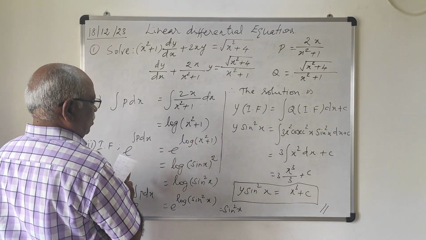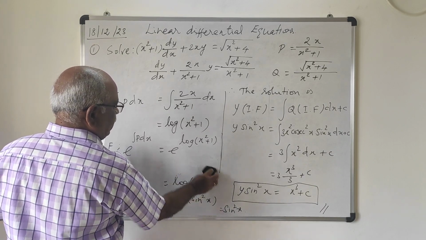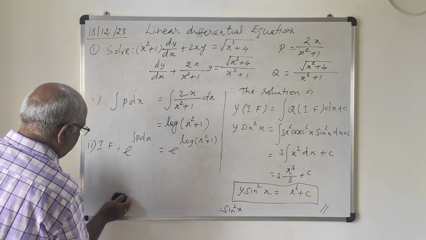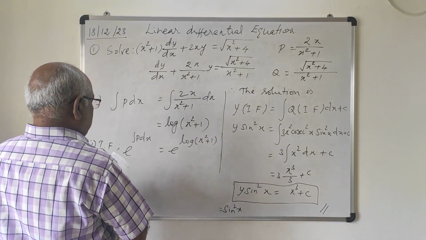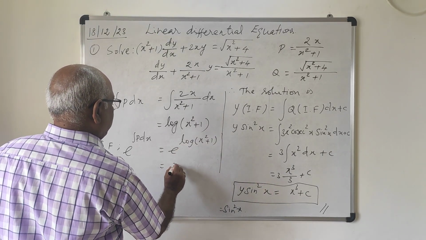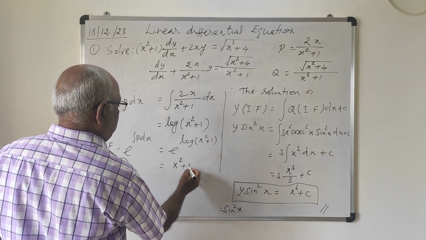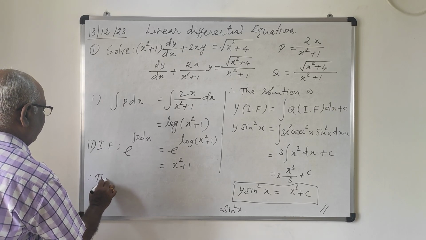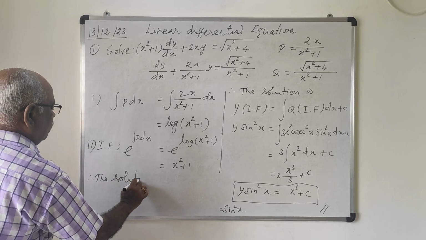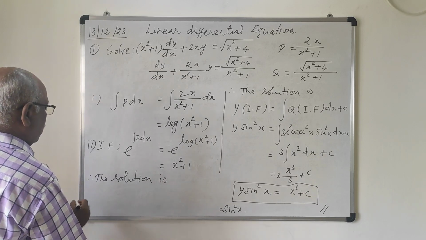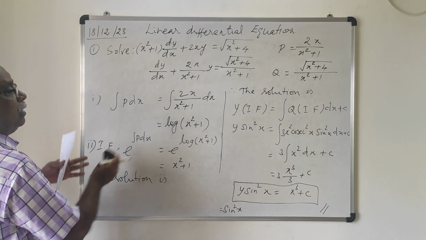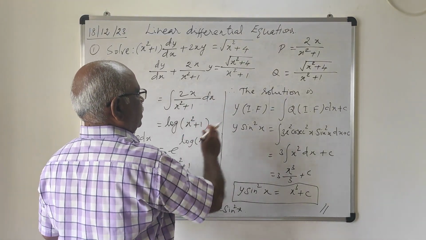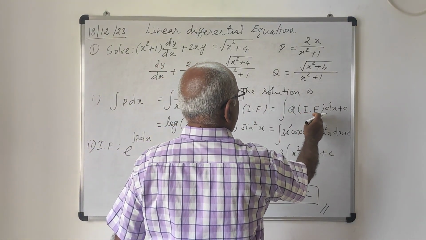Exponential and logarithm are reciprocal functions. Therefore, e power log is 1, and you just get x square plus 1. That's all about the integrating factor. Therefore, the solution is y into integrating factor equal to integral q into integrating factor dx plus c.